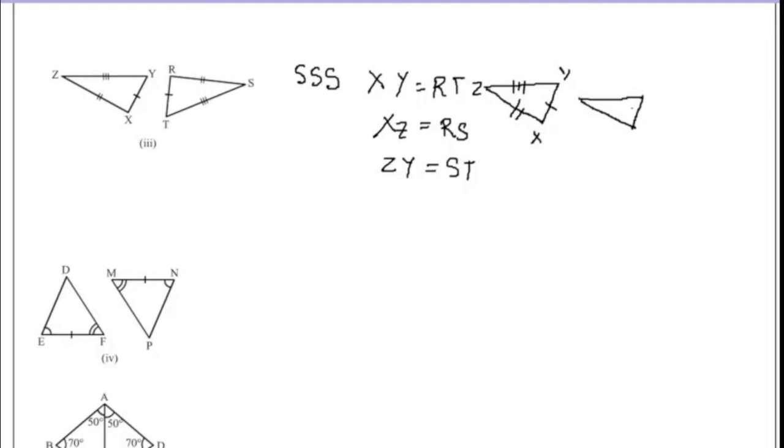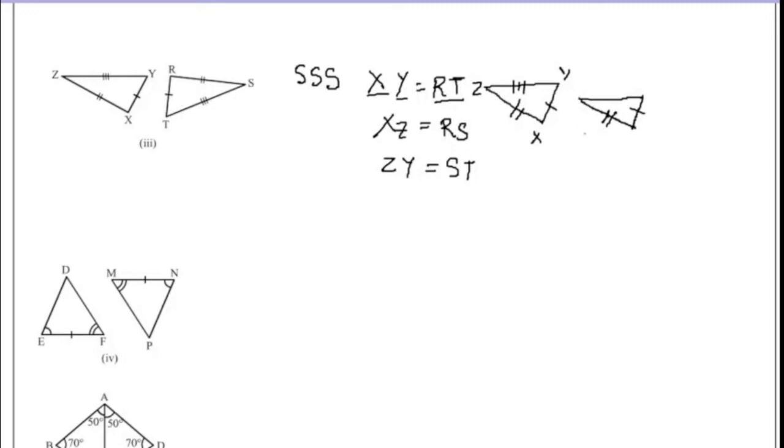Okay, but now we have this one. Let's just see. We have XY is equal to RT. Now, should we write TR or RT? Now, that's the question. Now, let's look at the second side.